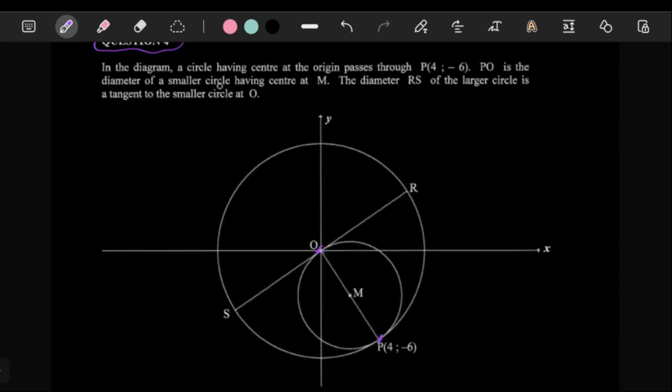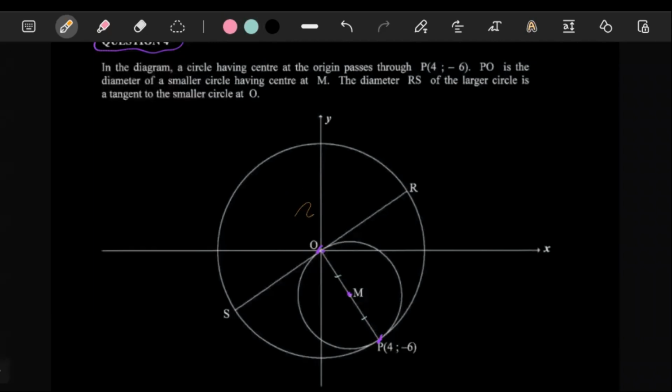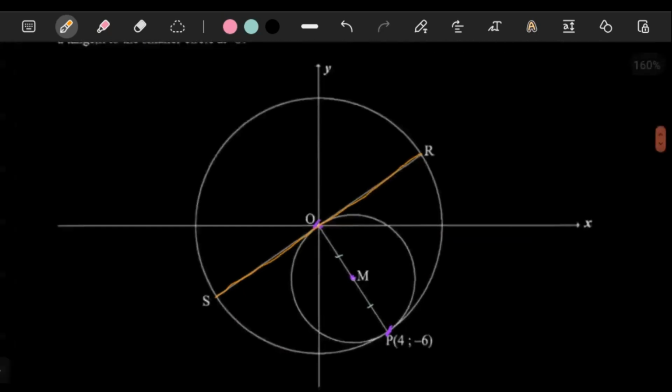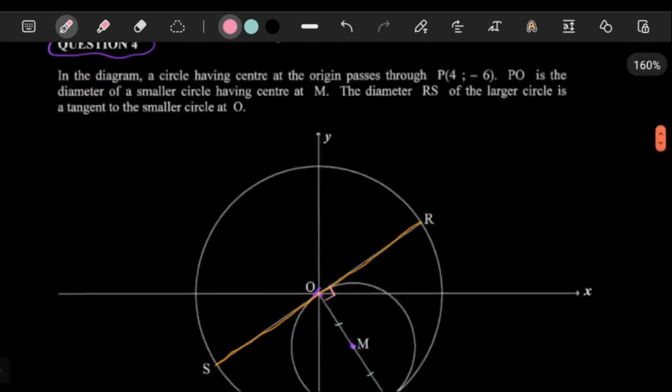And then it says here, it is the diameter of the smaller circle having center M. And then it says the diameter RS of the larger circle is a tangent to the smaller circle. So much information. It's okay. The more information you have, just think of a buffet. Just take it slow. Otherwise, you're going to choke. That is not good for anybody.